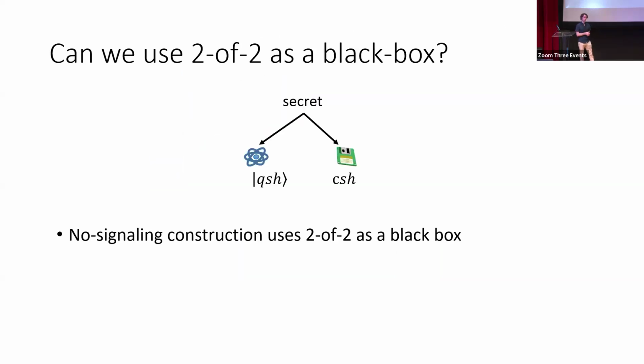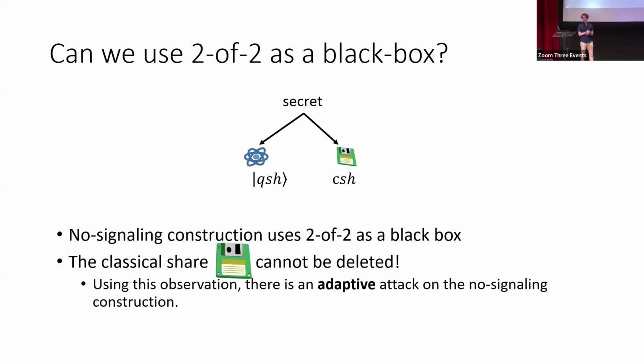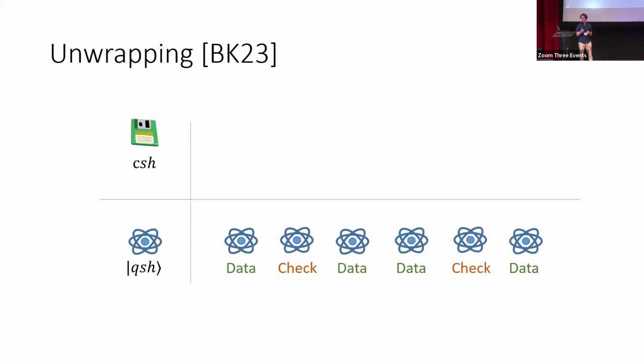All right, let's see if we can use this as a black box. And in fact, our no signaling construction actually does do this. But it's not so easy for the adaptive case, precisely because the classical share cannot be deleted. And in fact, there's actually an adaptive attack on the no signaling construction, which I unfortunately won't have time to get into here, but I'm happy to discuss later. Let's see why this classical share is really necessary and what the issue is with just leaving it out.